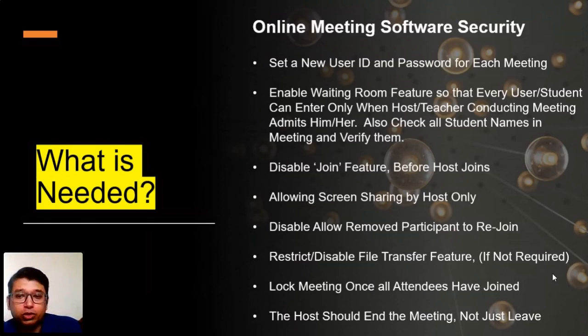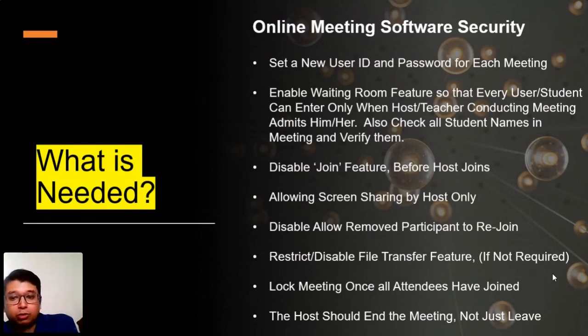And that's what you can do with the student name in the meeting ID and verify them. Disable the join feature before the host joins, because if somebody joins your meeting before you join, your data is gone. Then allow screen sharing only by host. Don't allow screen sharing from others because coming on video is still okay. Coming on screen sharing, you can access it.